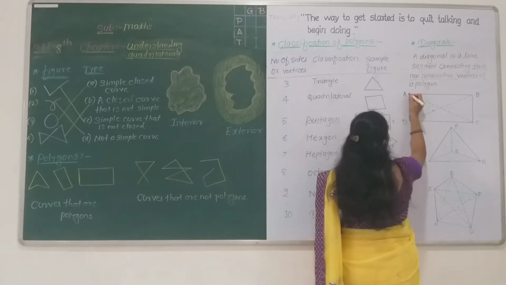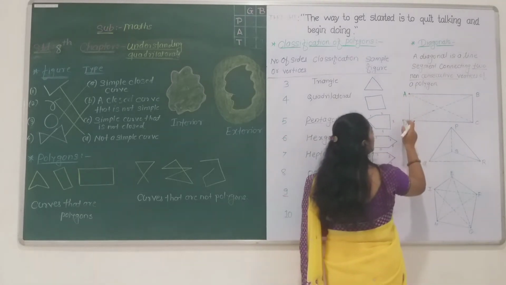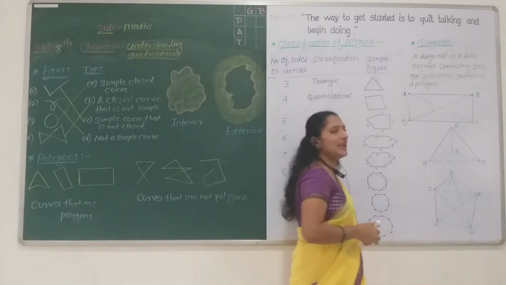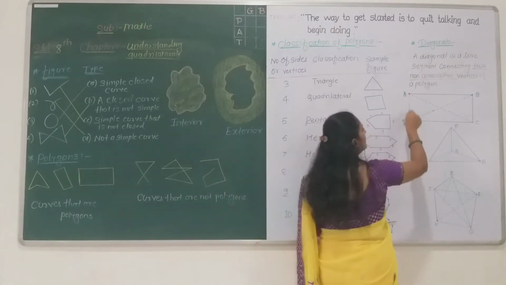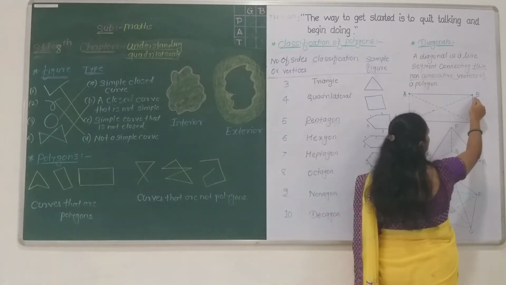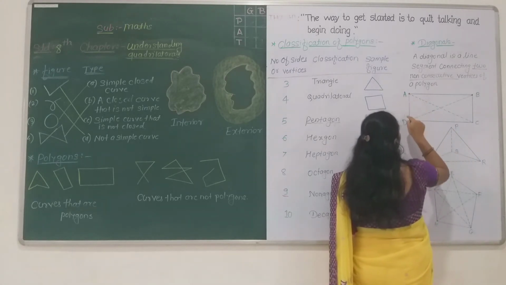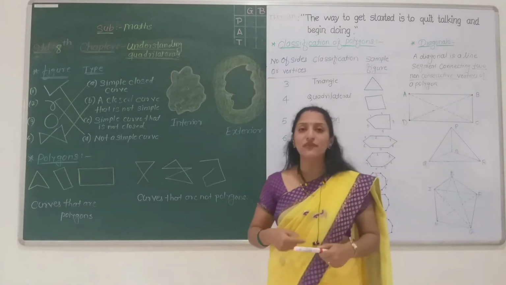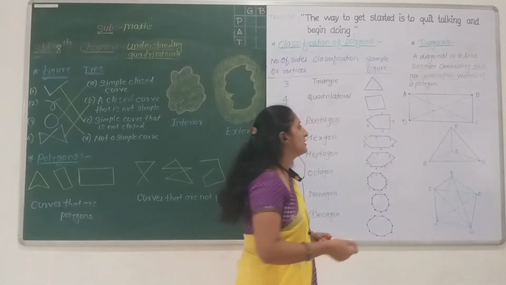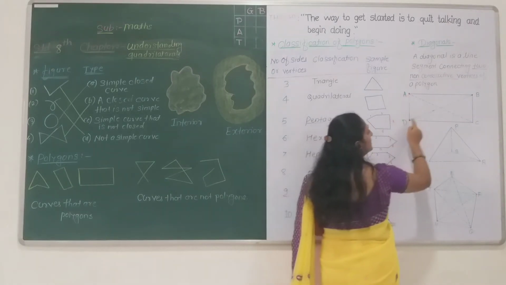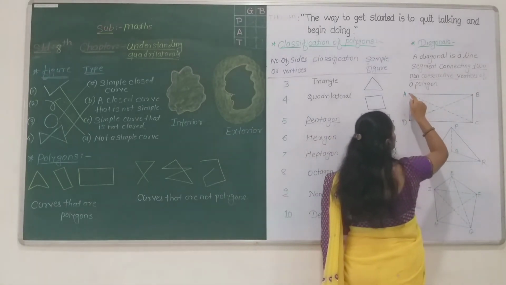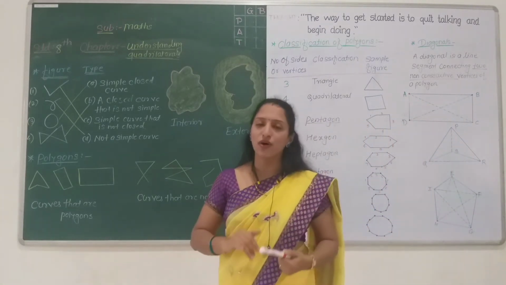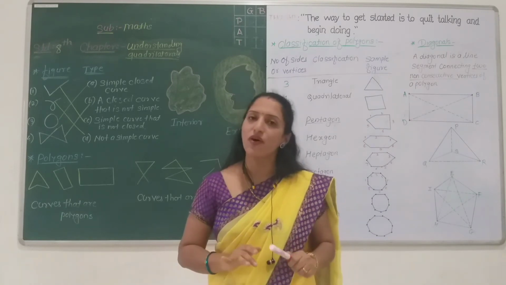Here A is a vertex. The vertex A is connected with vertex B and vertex D. Right? Vertex A is connected by line segments to vertex B and vertex D. So there is a line segment between AD and AB. Therefore B and D are called consecutive vertices of A.